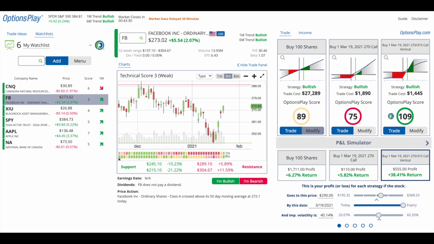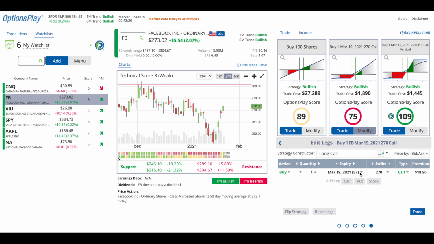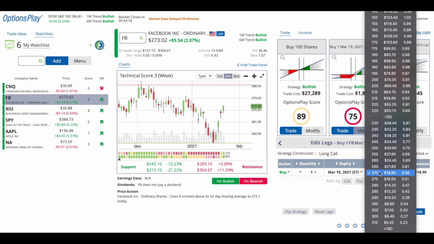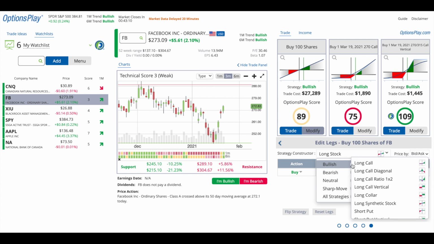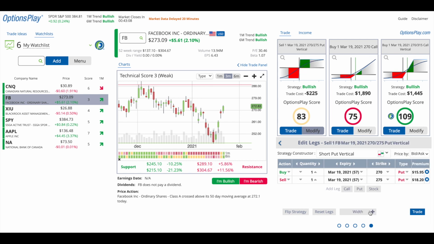Now, these are starting points for most investors. These are optimal starting points, but many investors may want to make adjustments. You can always click on Modify to change the expiration dates, the strike prices, as well as change the strategy altogether using the strategy constructor. So if you want to compare, let's say, a short put vertical compared to a call or a call spread, you can easily use this platform to change your strike prices, move them up, down, up one strike, down one strike, easily using this tool.